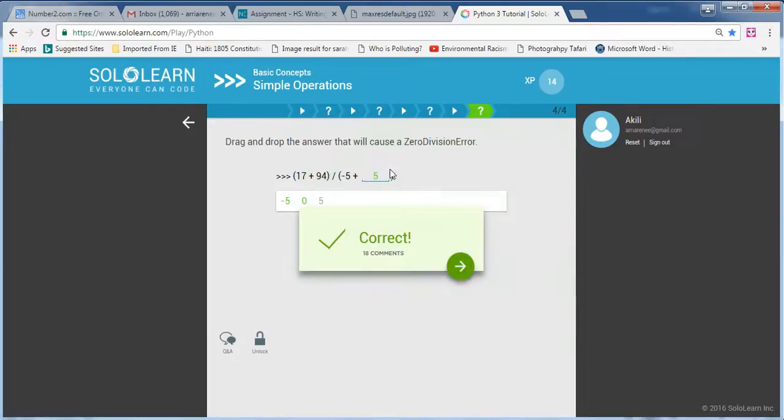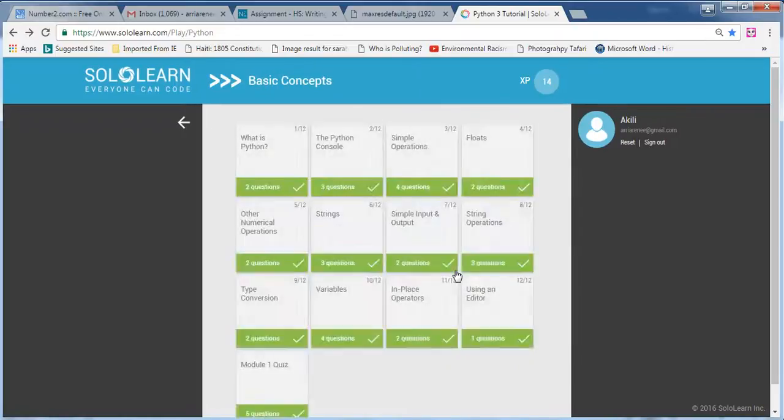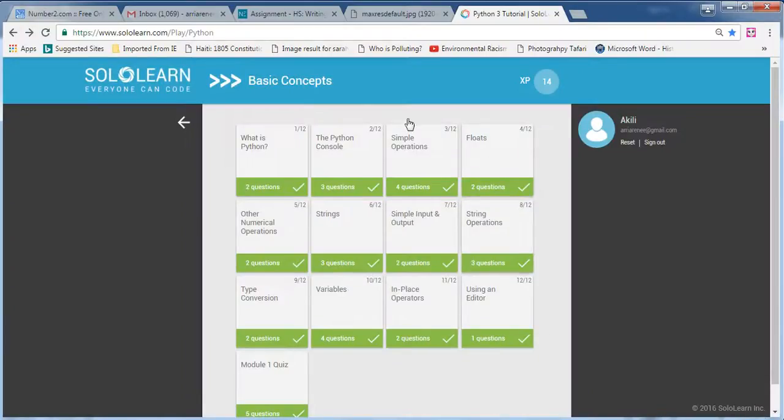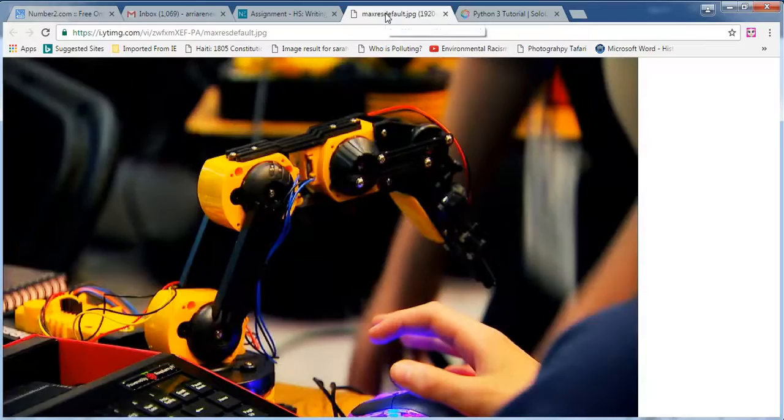And voila! This is one of the easiest languages to learn, and I enjoyed learning it this year, and we're going to be learning it next year, and all the things that we learn, we're going to be putting them into making something with Raspberry Pi.